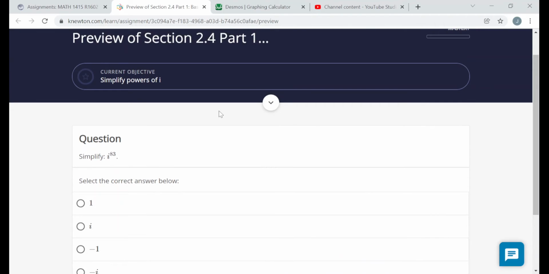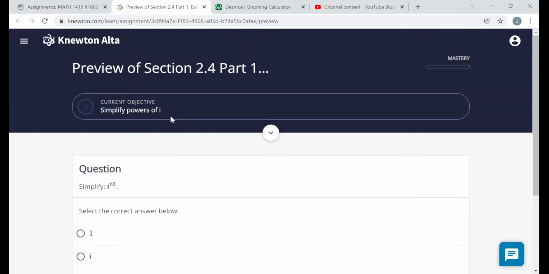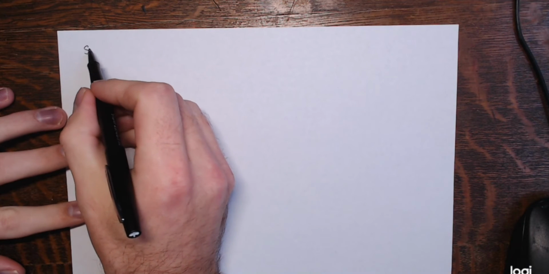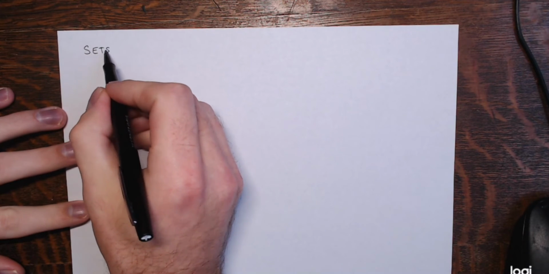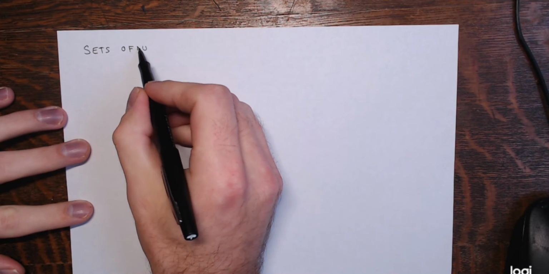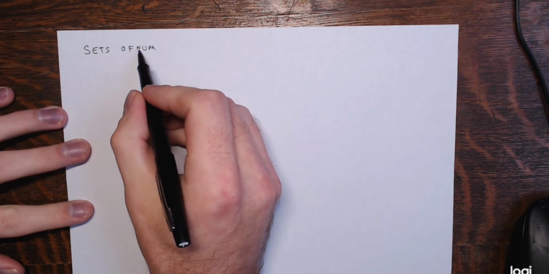Alright. So before I get into this question here, I want to talk about the complex numbers, the imaginary numbers. I'm going to talk about sets of numbers real quick. Some important sets of numbers that most of them you've probably heard of. Sorry, I forgot the N there. Sets of numbers.